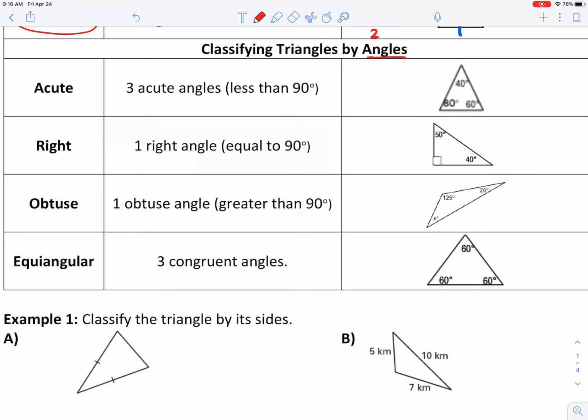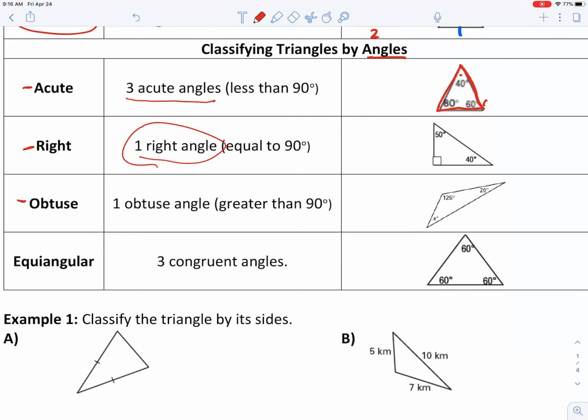All right, we can also classify triangles by their angle measures. So we have acute, right, and obtuse. And I know we talked earlier in the year about those types of angles. A triangle is called acute if all three angles in it are acute, less than 90 degrees. So in this example, you can see that these angles are 40, 80, and 60. They are all less than 90 degrees.